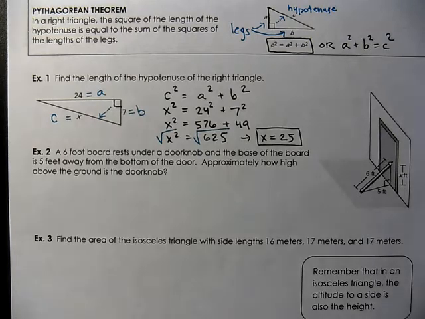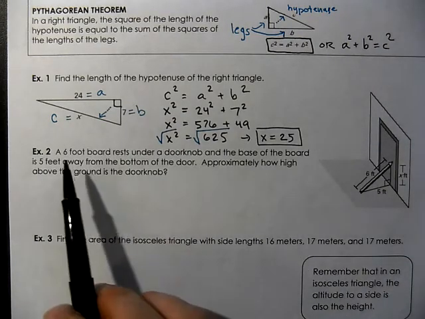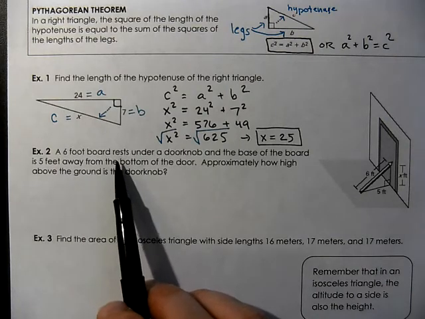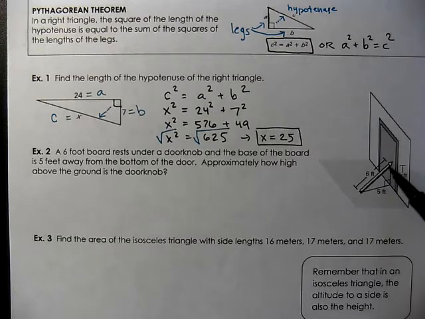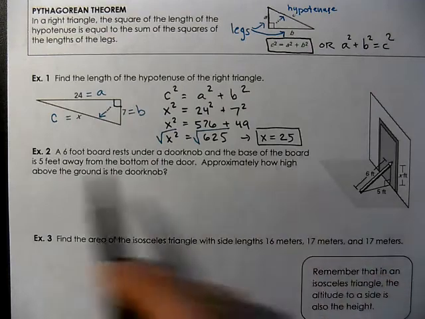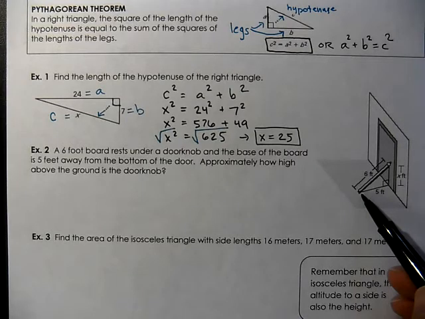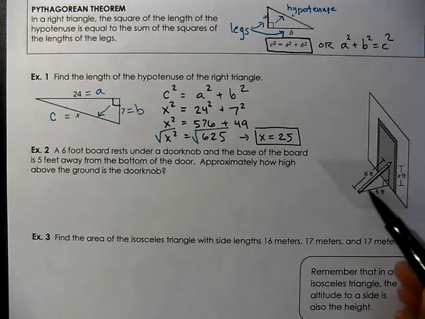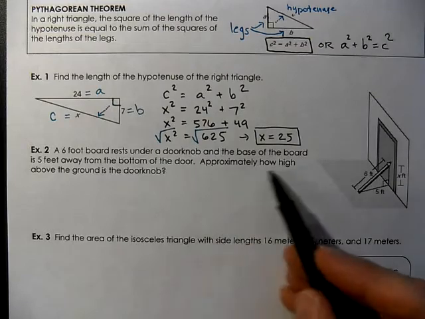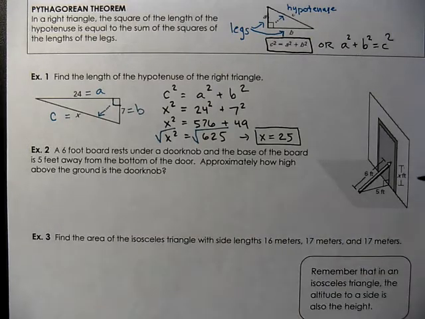Here in example 2, we have almost a 3D sketch with this diagram, and here's the little triangle that we're working with. In this description, we have a 6-foot board that is resting under the doorknob. So it's forming the brace to the door. And the base of the board is 5 feet away from the bottom of the door. So here's the bottom of the door, there's the end of the board, and there's the 5-foot span. So approximately how high above the ground is the doorknob, and you can see here we have x feet, that's the variable, so this represents the height.